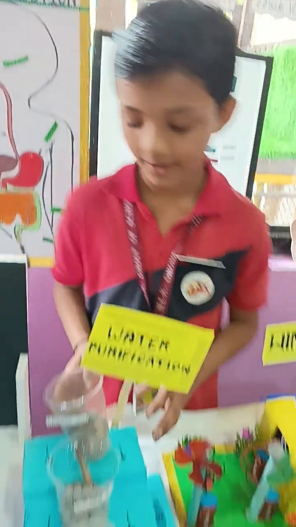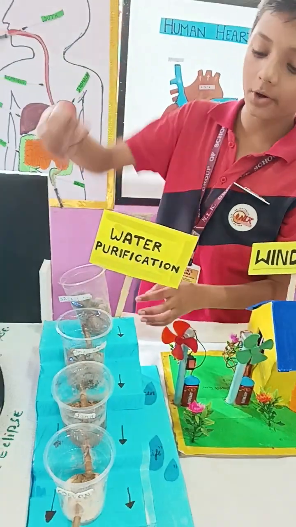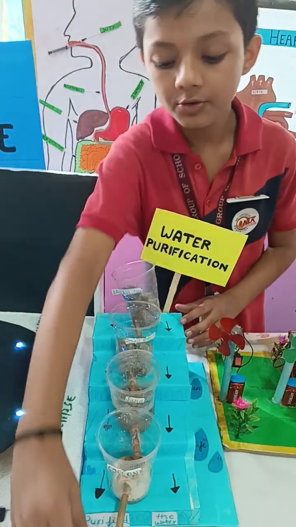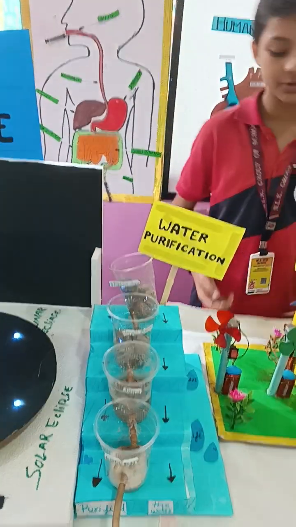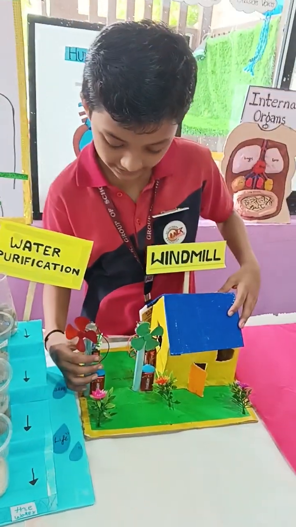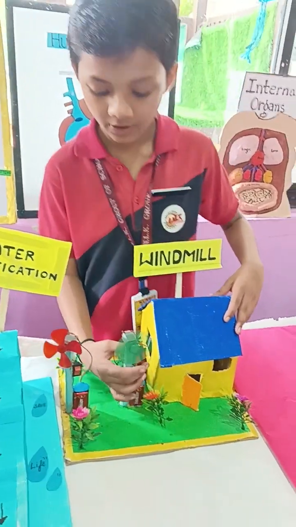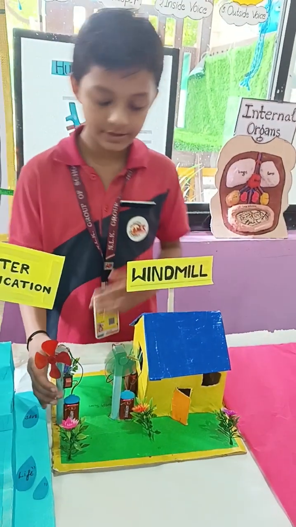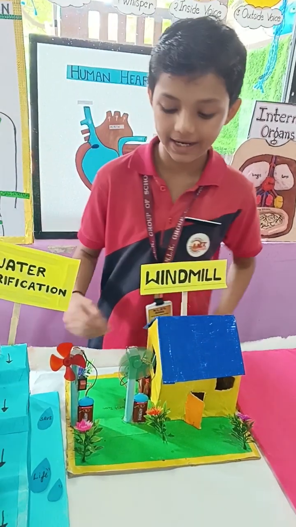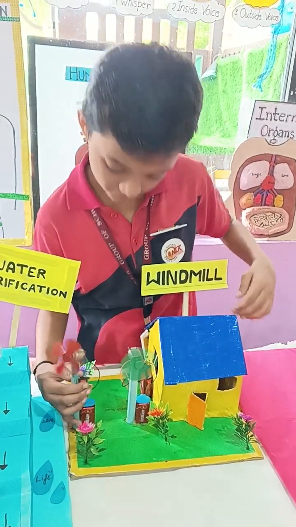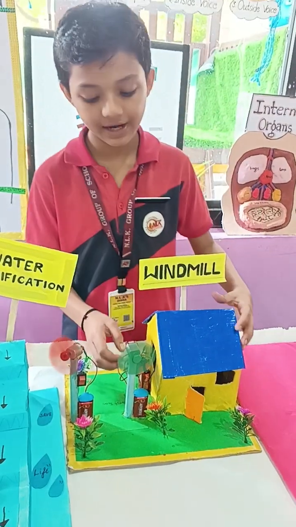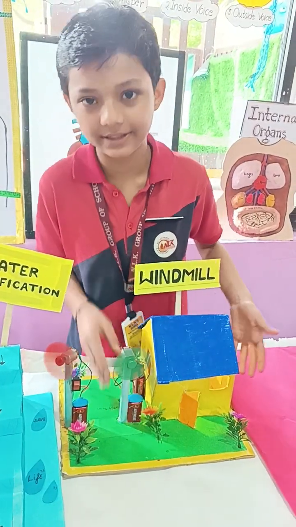Yes, and this is a water purifier. If you pour dirty water through it step by step, you will get suitable water to drink. And this is a windmill which harnesses the power of wind. It is used for many purposes such as grinding wheat into flour, pumping out water, or producing electricity like this.